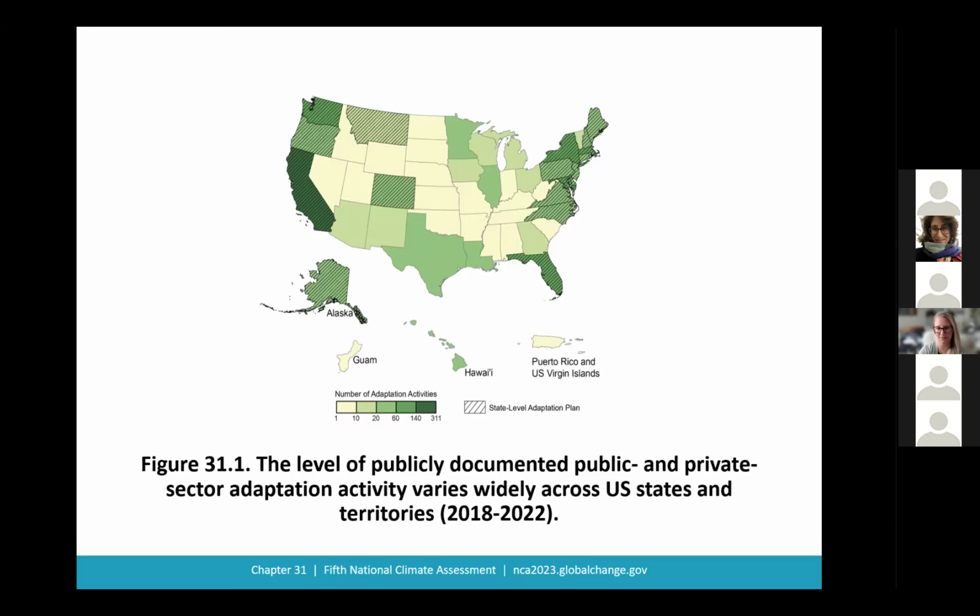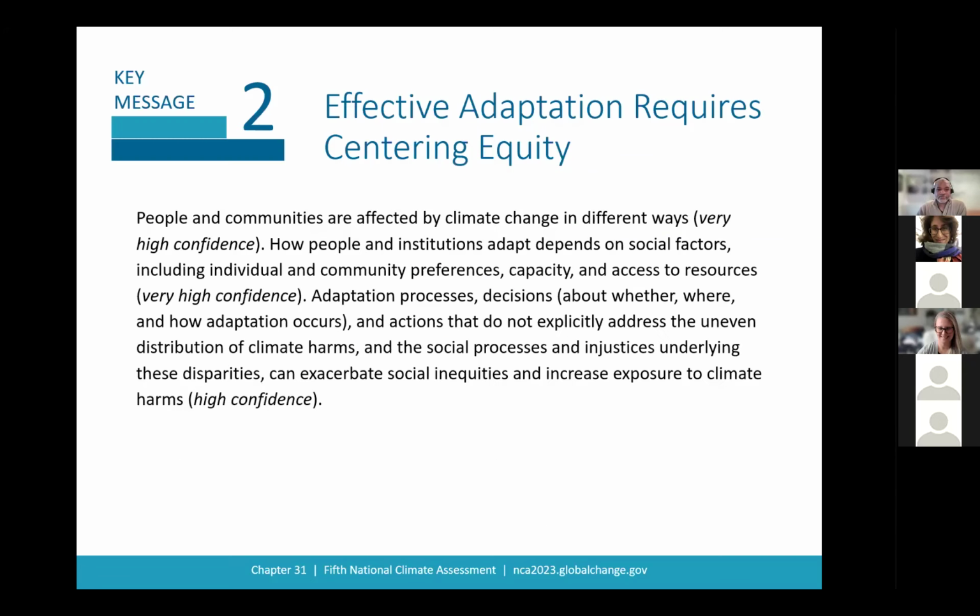So as we can kind of glean from this figure, some states and territories have documented numerous adaptation activities, while others have very few. The figure highlights the need for more comprehensive tracking and reporting. And we were able to pull a lot of this data from the IPCC report for North America, the Georgetown Climate Center's Adaptation Clearinghouse, and examples throughout the rest of the chapters of the National Climate Assessment. At this point, I'm going to pass it on to Eric Tate.